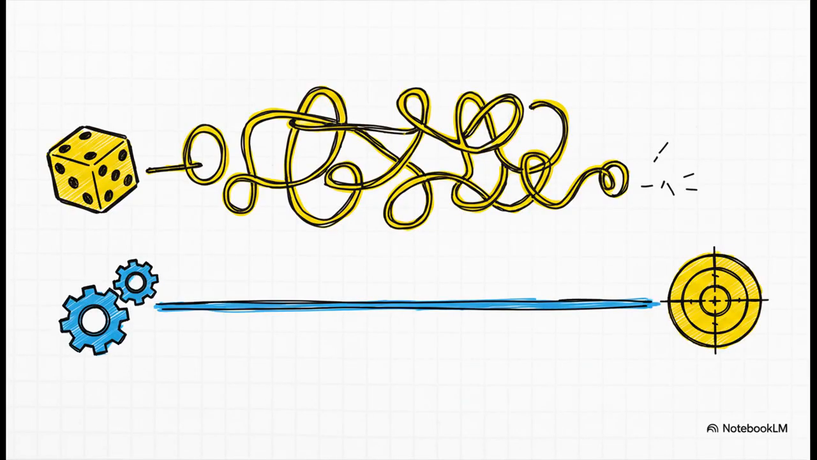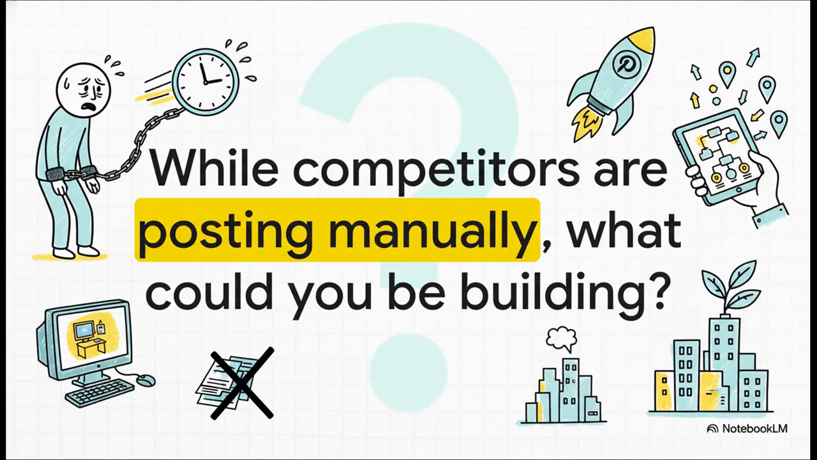So, to wrap it all up, the core idea here is to stop leaving your traffic to chance. It's about making a shift from that inconsistent manual grind to a steady, consistent, automated system that works for you. And that really leaves us with one final powerful question to think about. While your competitors are still stuck posting everything by hand, day in and day out, what could you be building with all that time you just got back? What new idea, what next level of growth could you be focused on?